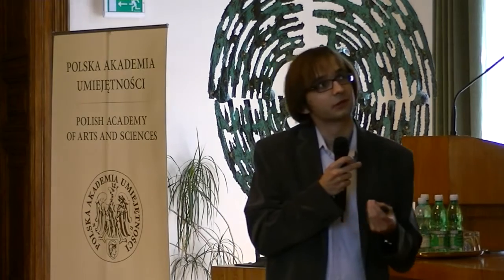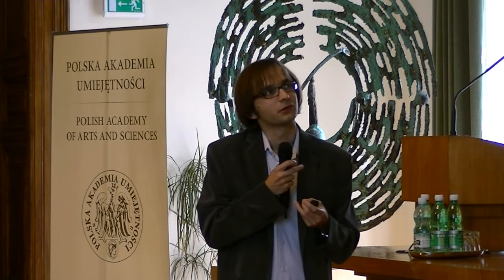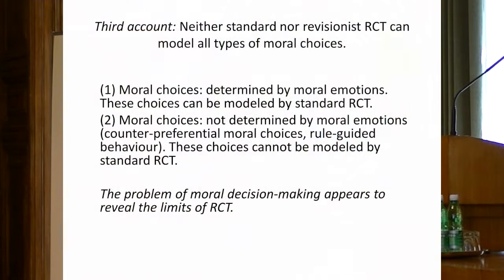The critique of the first two accounts, I think, leads naturally to the third account. It is hard to imagine other alternatives: neither standard nor revisionist rational choice theory can model all types of moral choices. And to be more precise, there are two types of moral choices. Those determined by moral emotions, which can be aptly reflected in the payoff structures by means of different utility functions, and these choices can be modeled by standard rational choice theory. And moral choices which are not determined by moral emotions, counter-preferential moral choices, rule-guided behavior, and they cannot be modeled by standard rational choice theory.